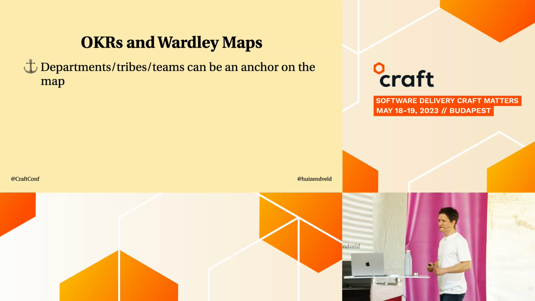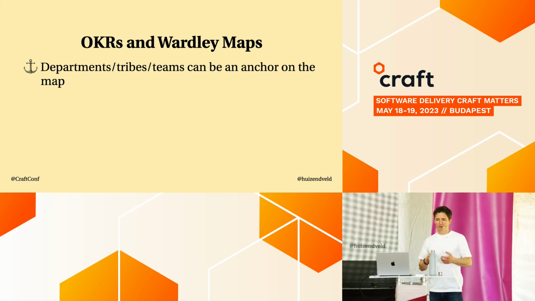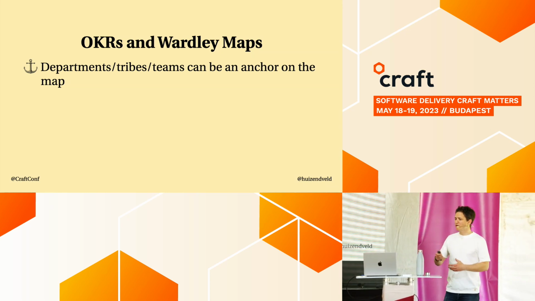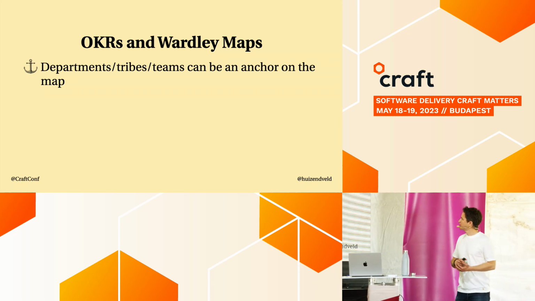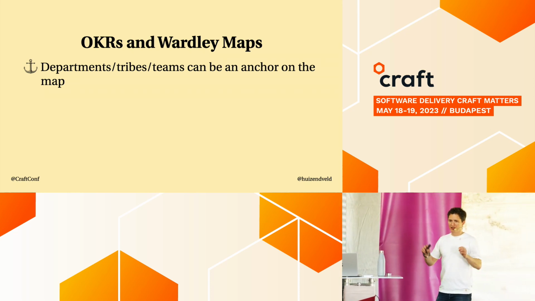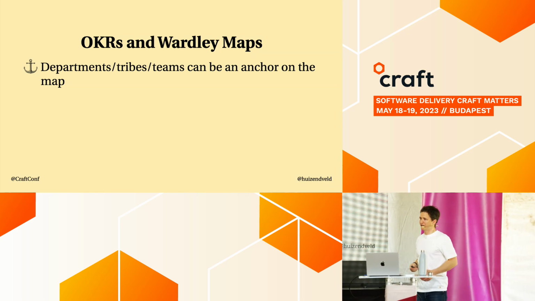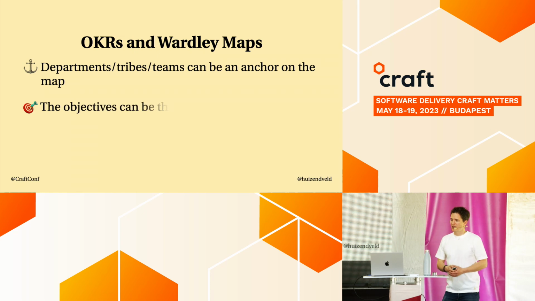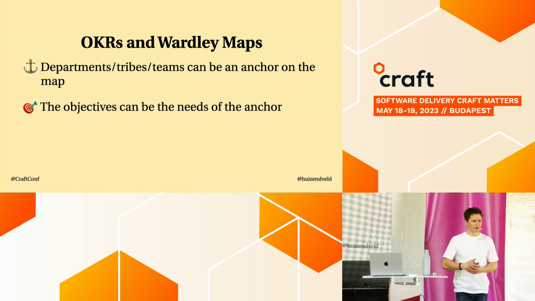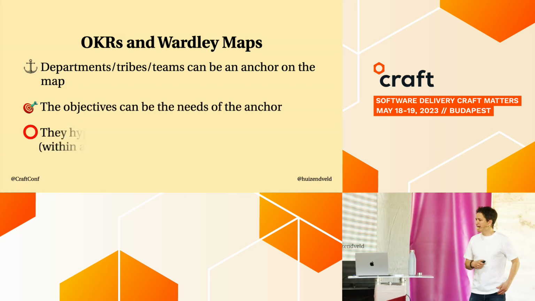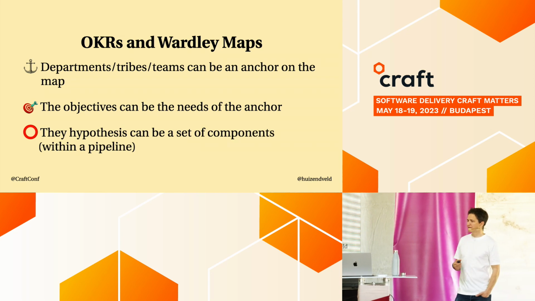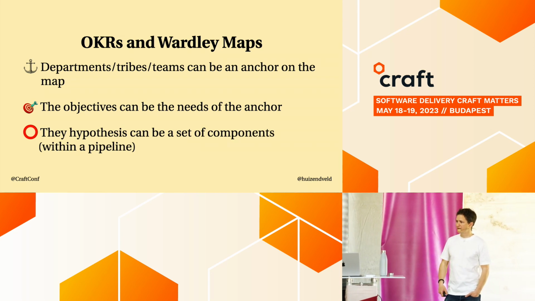So OKRs and Wardley Maps work when the departments and teams can be an anchor on the map, right? You can put individual people on the map. And in this case, we've put our organization on there. And the objectives can be the needs of that anchor, right? And the hypothesis can be a set of components within a pipeline.